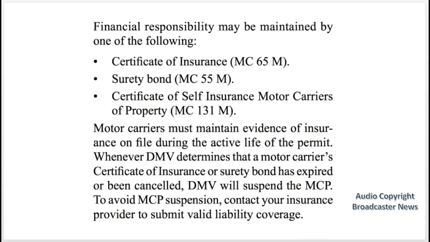Financial responsibility may be maintained by one of the following: certificate of insurance, surety bond, certificate of self-insurance, motor carriers of property. Motor carriers must maintain evidence of insurance on file during the active life of the permit. Whenever DMV determines that a motor carrier's certificate of insurance or surety bond has expired or has been canceled, DMV will suspend the MCP. To avoid MCP suspension, contact your insurance provider to submit valid liability coverage.